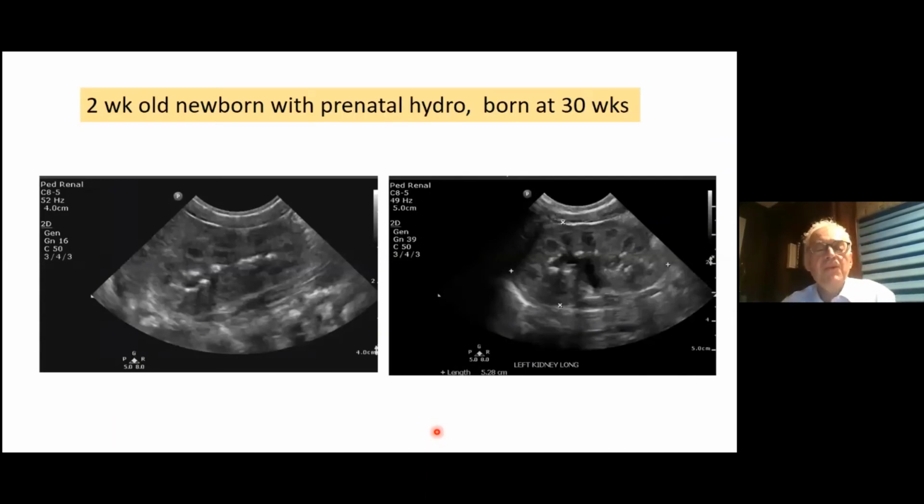Okay, how about this one? Here's a quick one. I won't spend too much time on it. Tell me what you think of this kidney here. Prenatal hydro, born at 30 weeks, a little bronchopulmonary dysplasia. What do you make of that? You see that same thing here.